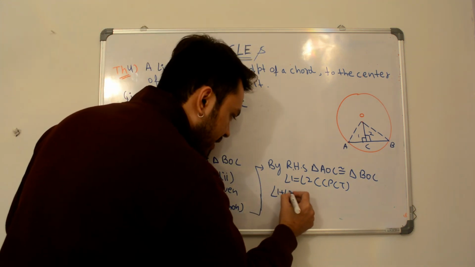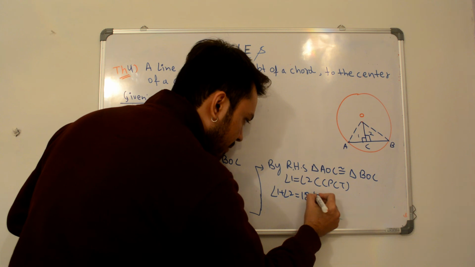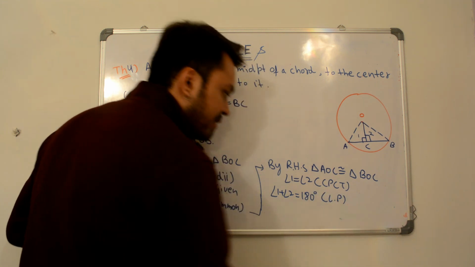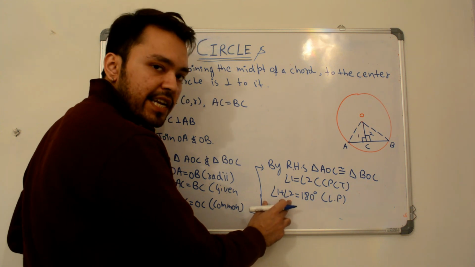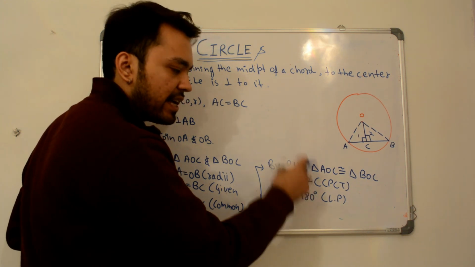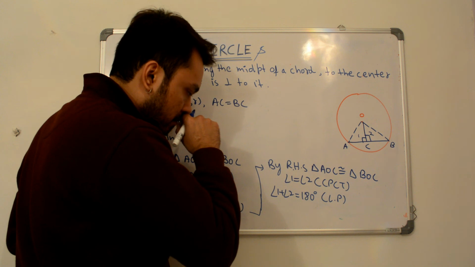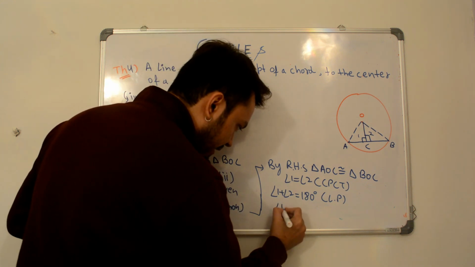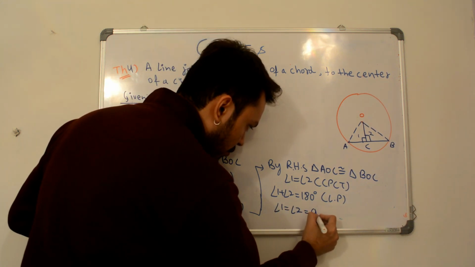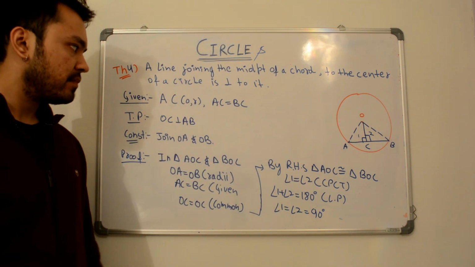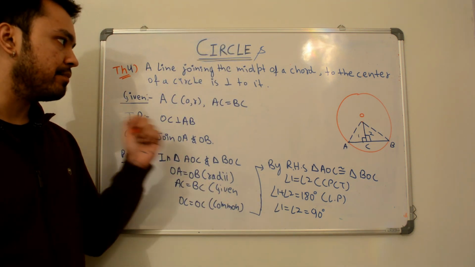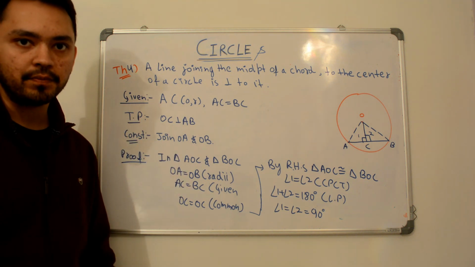Angle 1 plus angle 2 make a linear pair because they lie on a straight line. Therefore, if we take 1 as x and 2 as x, 2x is equal to 180, or x comes out to be 90 degrees. So we write here angle 1 is equal to angle 2 is equal to 90 degrees, right? I hope this very simple converse of the previous theorem is also clear to you. Thank you.